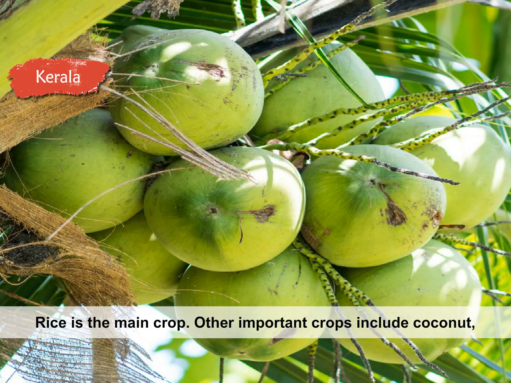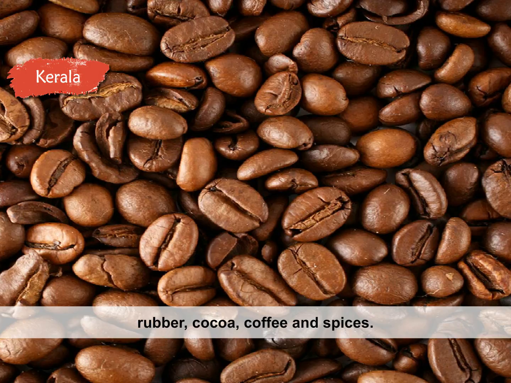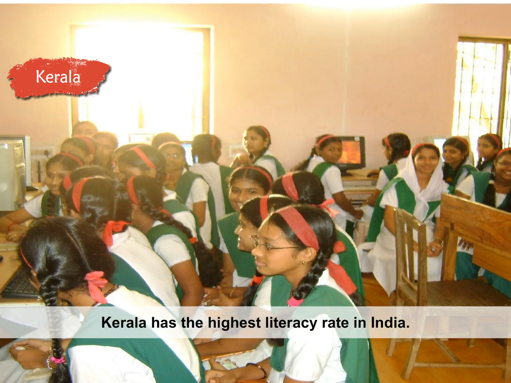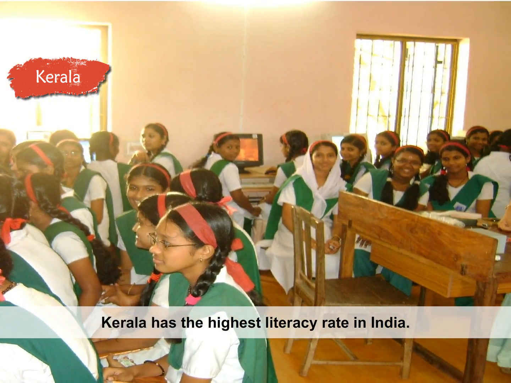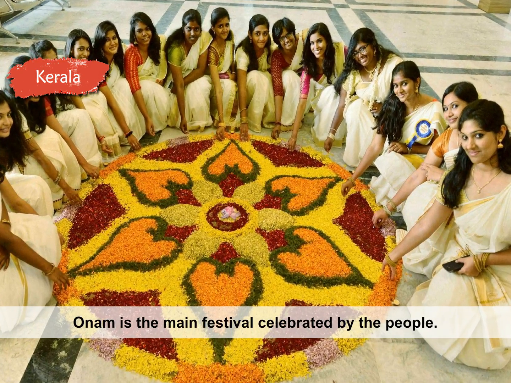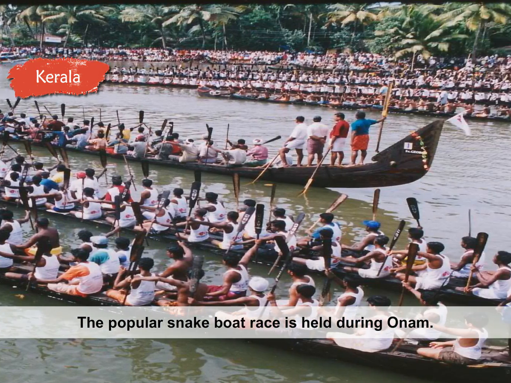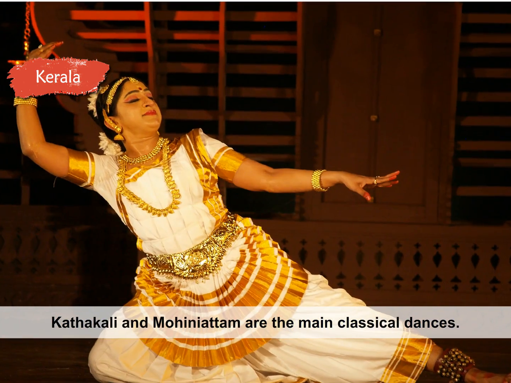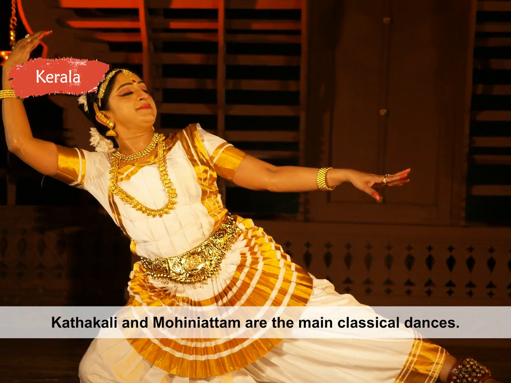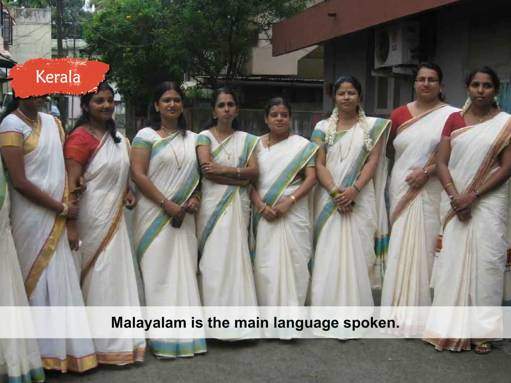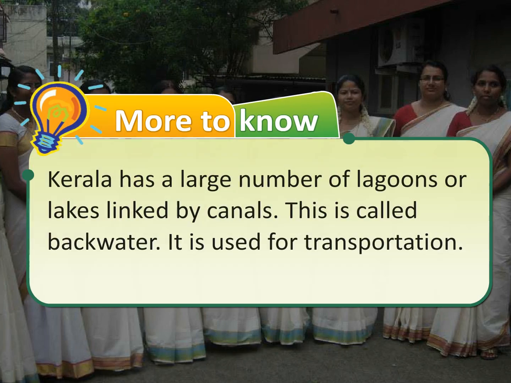Other important crops include coconut, rubber, cocoa, coffee and spices. Kerala has the highest literacy rate in India. Onam is the main festival celebrated by the people. The popular snake boat race is held during Onam. Kathakali and Mohiniyattam are the main classical dances. Malayalam is the main language spoken. More to know. Kerala has a large number of lagoons or lakes linked by canals. This is called backwater. It is used for transportation.